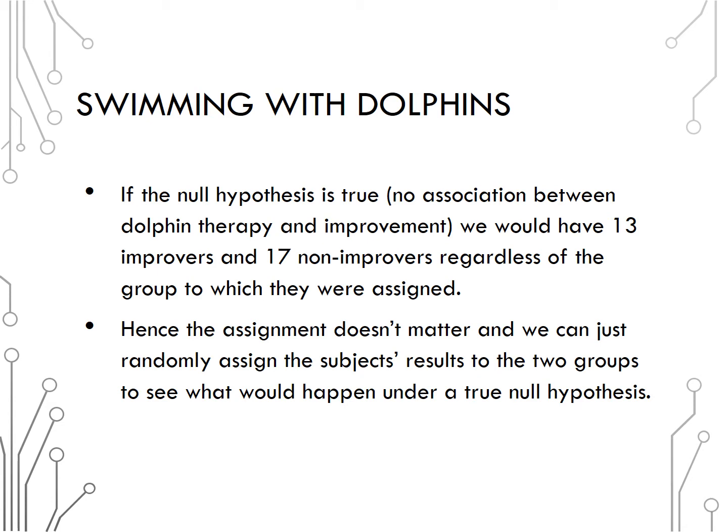If the null hypothesis is true, and there is no association between dolphin therapy and improvement, we would have seen those 13 people improve no matter what, and the 17 people would not have improved no matter what treatment they were in. So the assignment doesn't matter, and we can just randomly reassign the subjects to groups to see what would happen under a true null hypothesis.